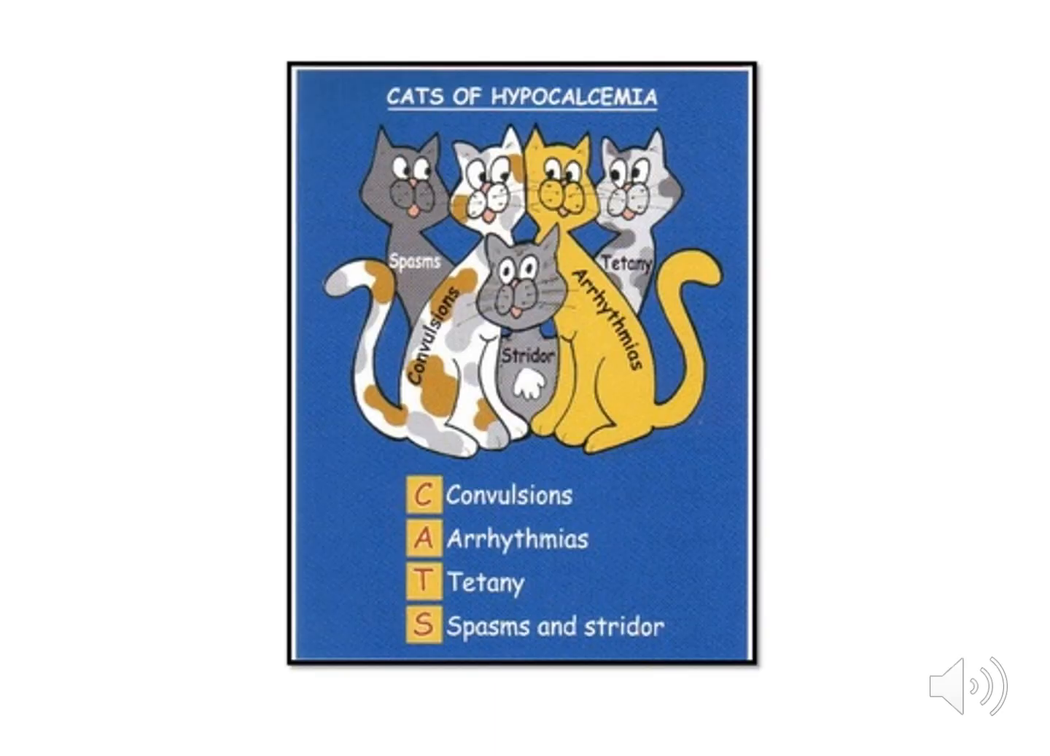So I found this little mnemonic on Google Images called the CATS of hypocalcemia, and that's just a little acronym to remind you: convulsions or seizures, the cardiac dysrhythmias, the tetany, and then the laryngeal spasms. Stridor is just a word that refers to the very high-pitched, really harsh kind of wheezing sound that you hear when the major airways are really narrow.